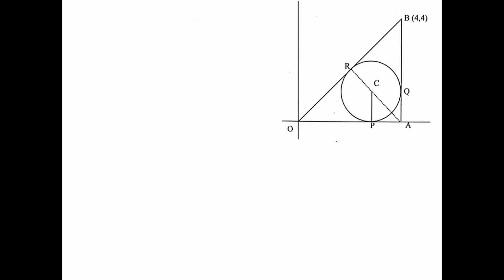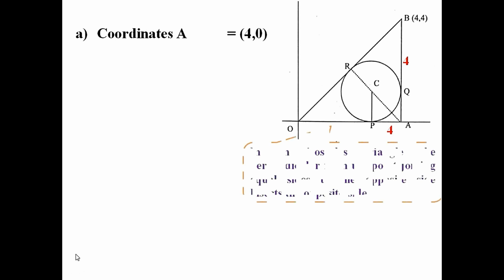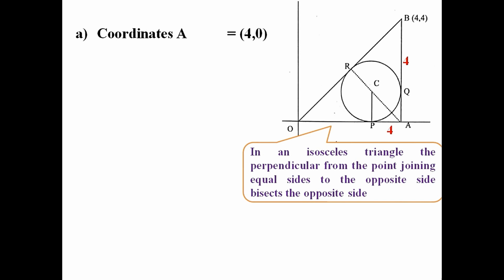Given that the coordinates of B are (4, 4), therefore OA equals 4 and AB equals 4. Hence, the coordinates of A are (4, 0). Triangle OAB is an isosceles triangle. Since OR is the tangent and AR is the diameter, AR is perpendicular to OB. Therefore, AR bisects OB. That is, R is the midpoint of OB.